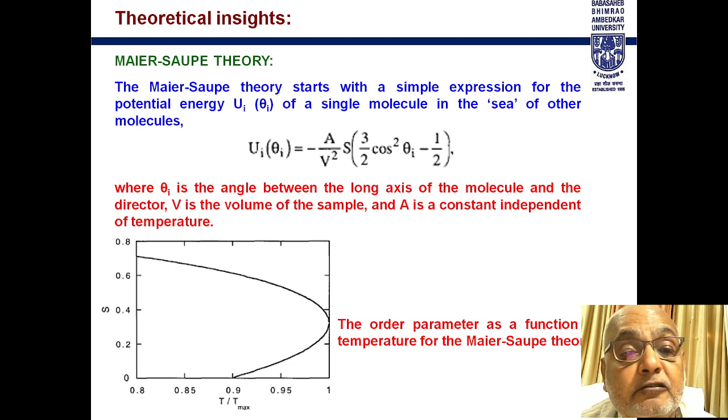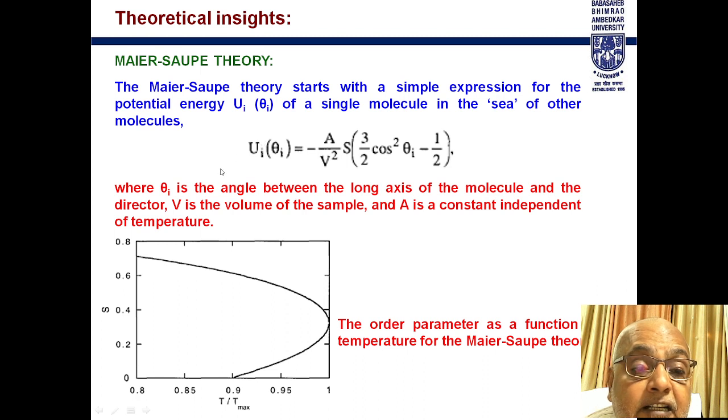The next theory is the Maier-Saupe theory. Maier-Saupe theory starts with a simple expression for the potential energy Ui(theta i) of a single molecule in the sea of other molecules. And this Ui(theta i) is equal to this parameter, where theta is the angle between the long axis of the molecule and the director, V is the volume of the sample, and A is a constant independent of temperature. This is the order parameter as a function of temperature for the Maier-Saupe theory.